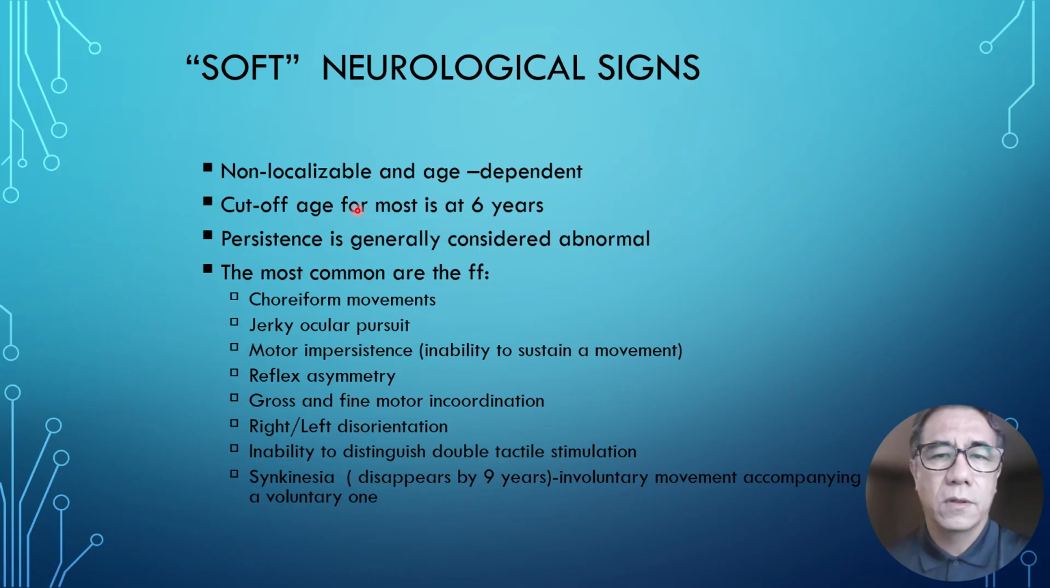Other soft neurological signs, well, it's nice to know these, but oftentimes may indicate to some degree some abnormality in the nervous system, especially when you have choreiform movements, asymmetry of reflexes, poor coordination, left-right disorientation, and synkinesia.